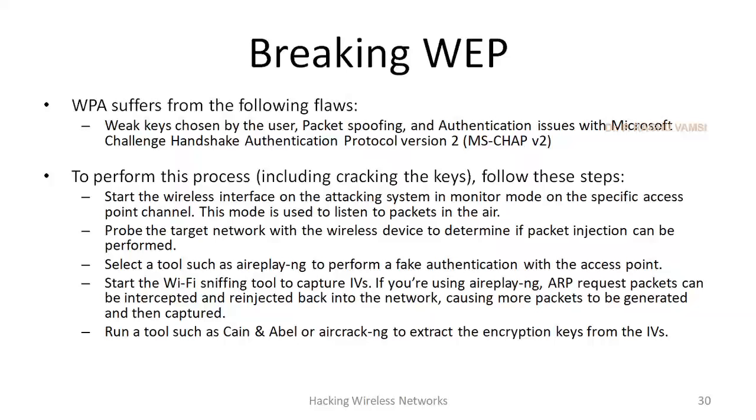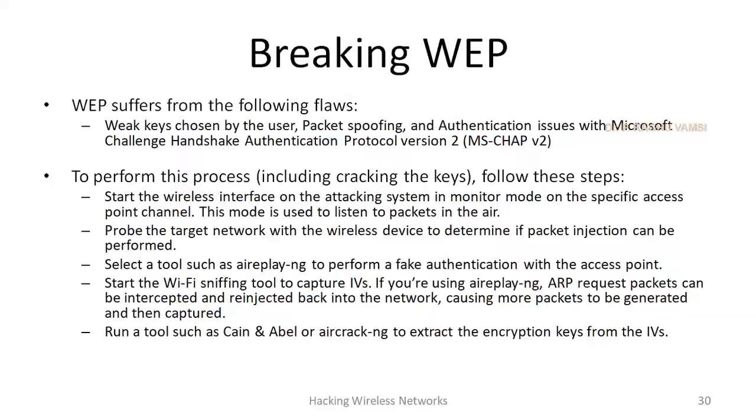The first and foremost, basic version of wireless security is Wired Equivalent Privacy. So now we'll see how to break Wired Equivalent Privacy, that is, the encryption mechanism. Wired Equivalent Privacy suffers from the following flaws: weak keys chosen by the user, packet spoofing, and authentication issues with the Microsoft Challenge Handshake Authentication Protocol version 2. These are the weakest designs of authentication, so they are more vulnerable and can be easily cracked.